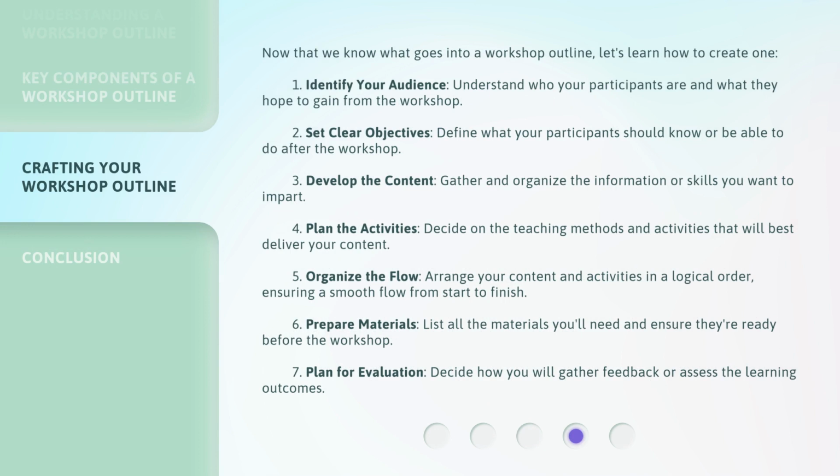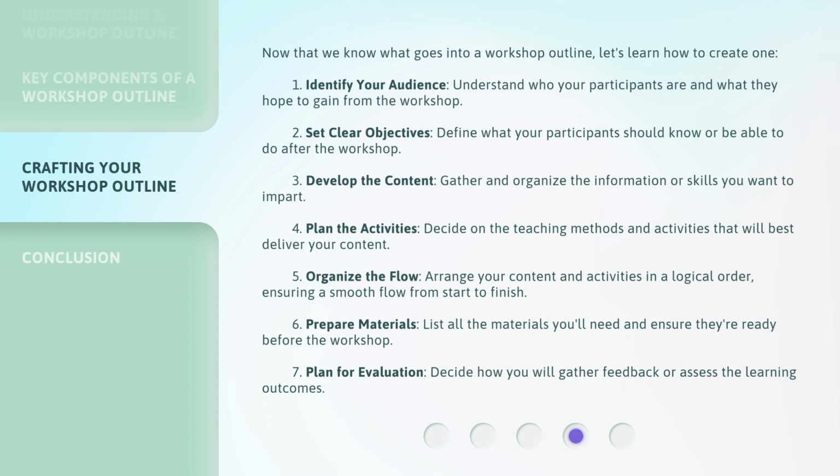Now that we know what goes into a workshop outline, let's learn how to create one. 1. Identify your audience. Understand who your participants are and what they hope to gain from the workshop. 2. Set clear objectives. Define what your participants should know or be able to do after the workshop. 3. Develop the content. Gather and organize the information or skills you want to impart.